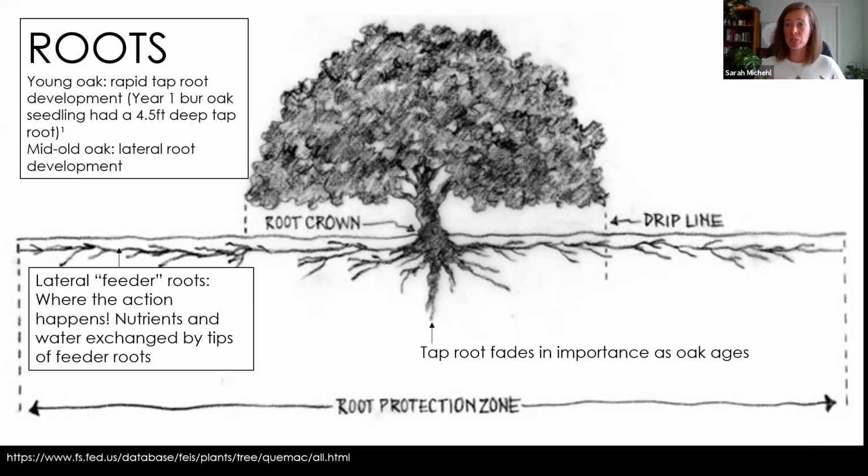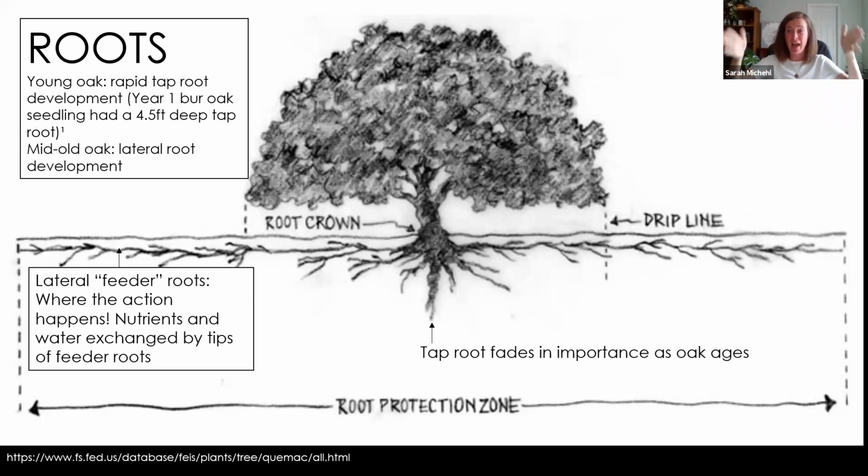There's this conception with oak trees that it's all about their taproot, and that their taproot is the most important part. And that is true when they're young, okay? But as they get older, they're going to start really growing laterally, side to side, as you can see in this diagram here. The other thing I want to point out is the fact that these lateral roots are growing significantly beyond the drip line.